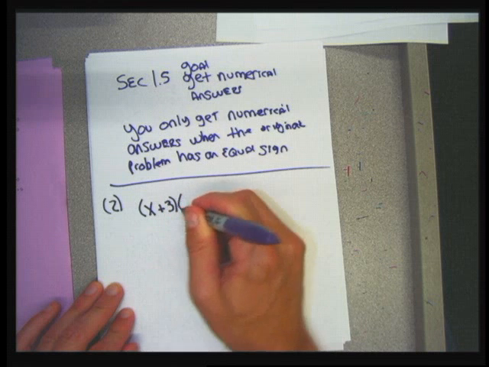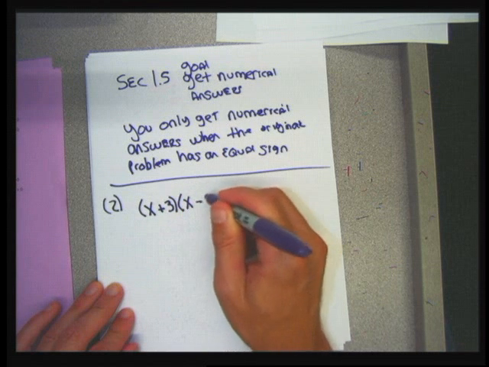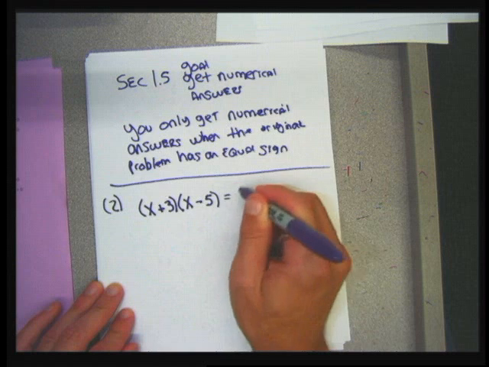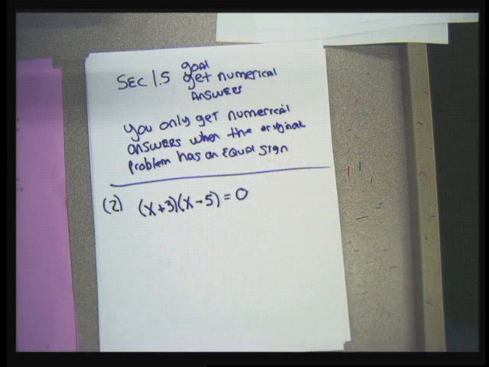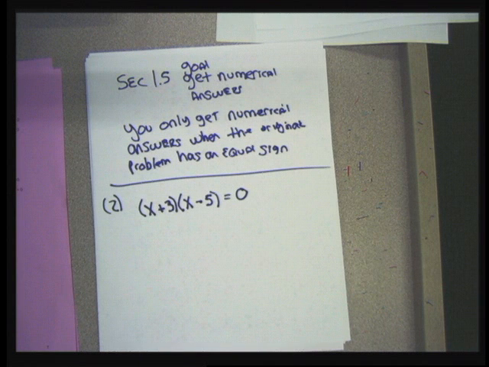The first few problems in section 1.5 are almost supposed to be insultingly easy. Each one of these problems is factored and set equal to 0. But when you are presented with a problem with an equal sign, you're expecting to get numerical answers. If you're presented with a problem that's both factored and set equal to 0, then it's easy to get the numerical answers. You basically can get them just by looking at the problem if you've done enough of these.